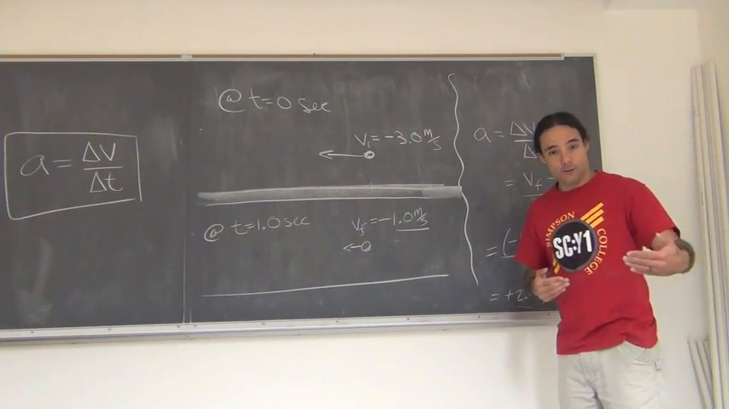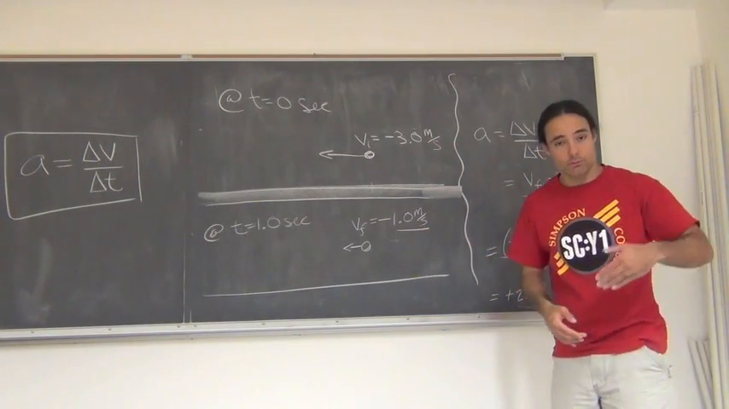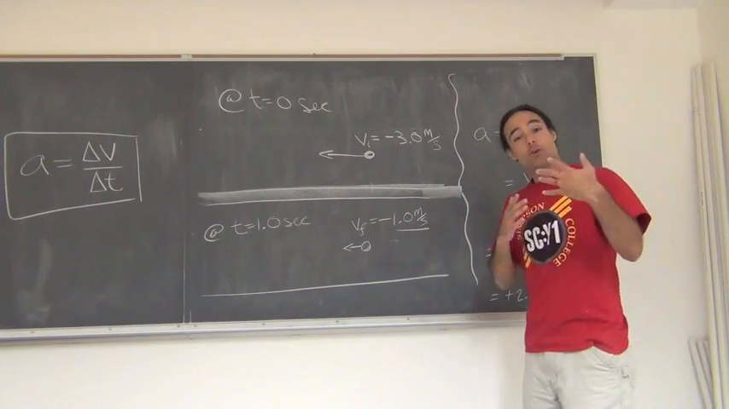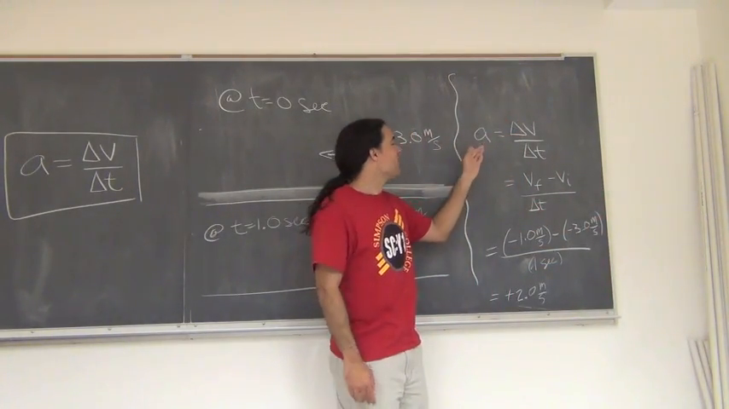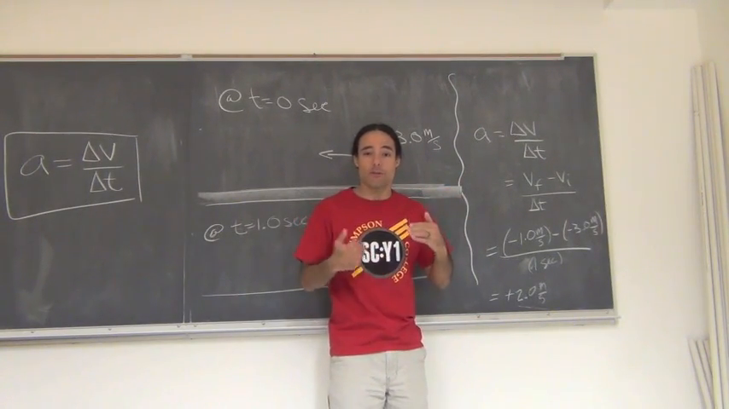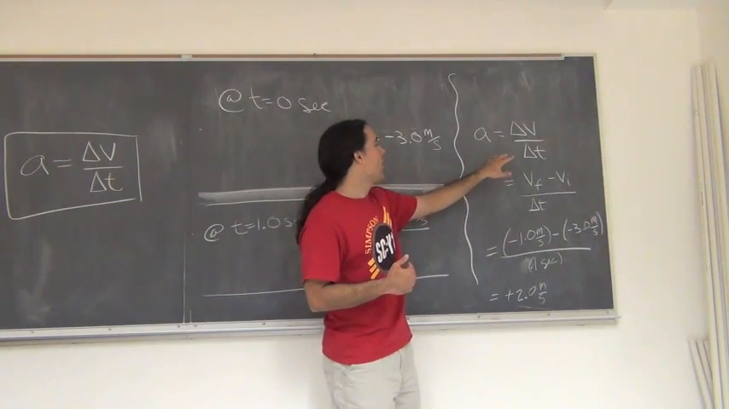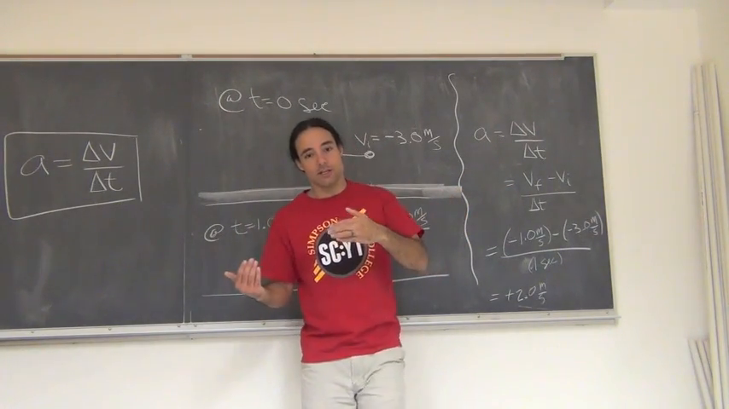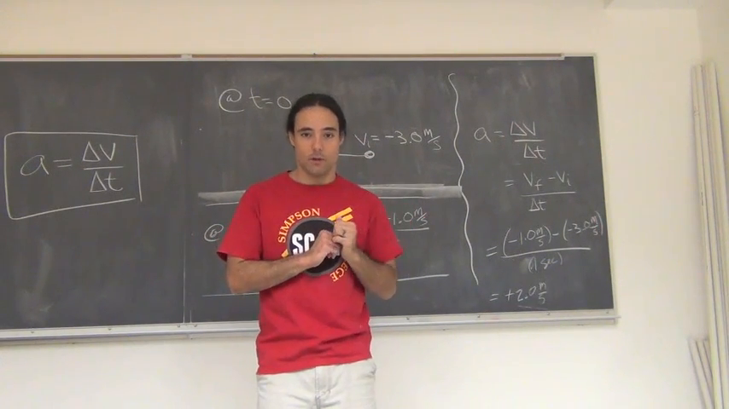We went up by 2. From negative 3 to negative 1, you have to add 2. You're getting a bigger number. So my change in velocity there was positive, which means my acceleration was going to be positive. So it doesn't have to deal with whether you're speeding up or slowing down. It just has to deal with the change in the velocity. Are you changing to a more positive velocity or a more negative velocity?